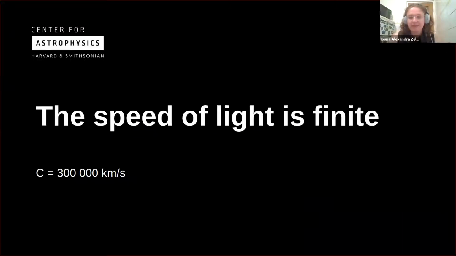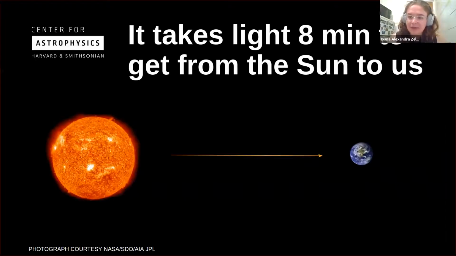As we all have probably heard before, the speed of light is finite. What this means is that when we look at the sun, for example, which is quite far away from the Earth, it takes light 8 minutes to get from the sun to us. So when we see an image of the sun, we see it as it was 8 minutes ago.